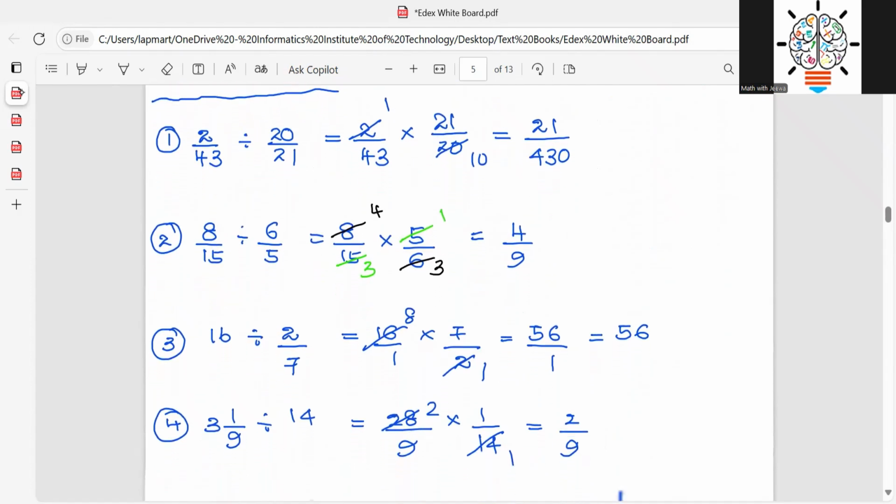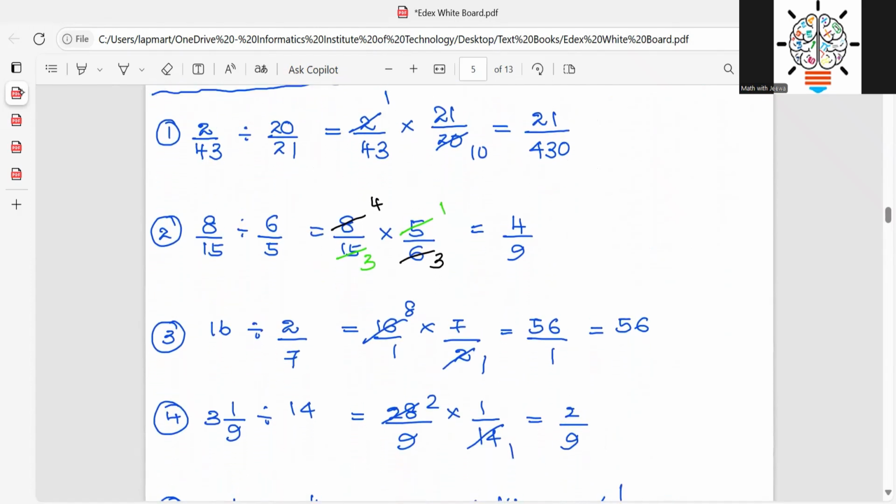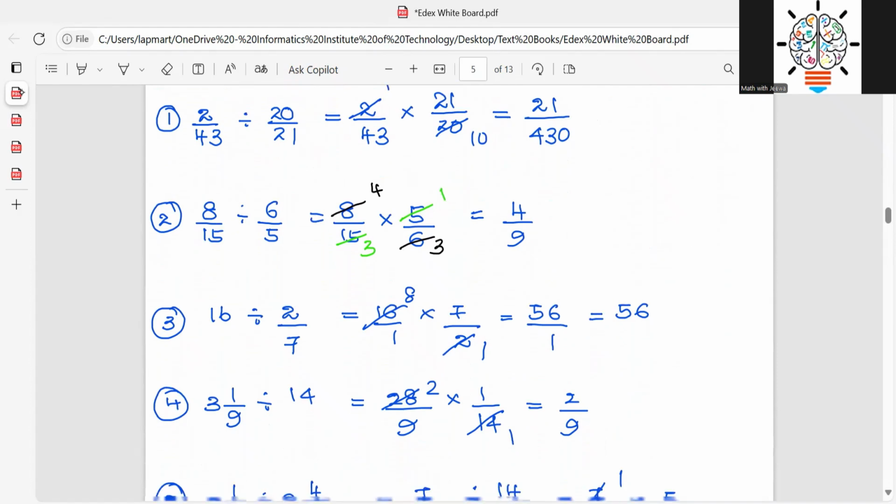And you just see whether you got the answers like this. Here we do have division, and we want to convert the division into multiplication. When you are converting division into multiplication, the next fraction will take its reciprocal. So this is how I have done.